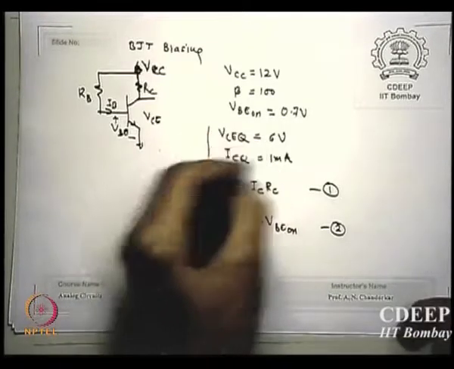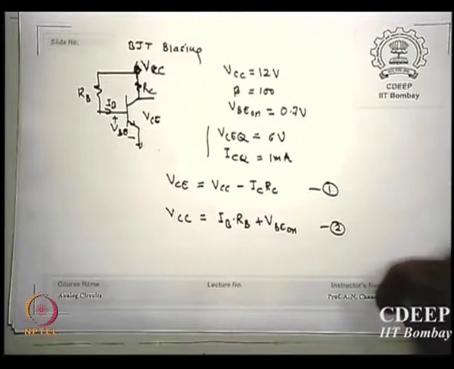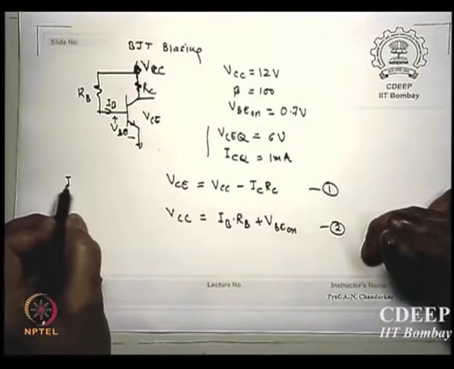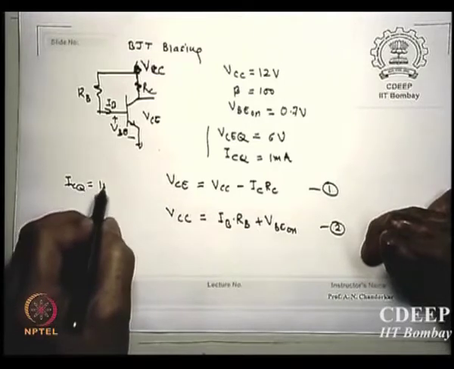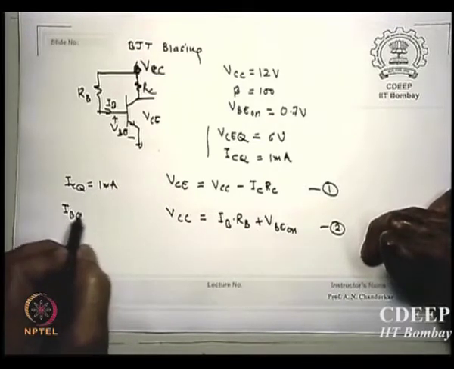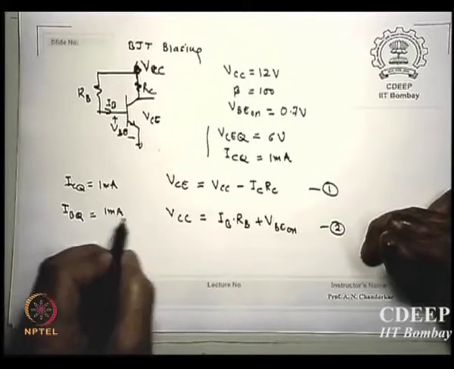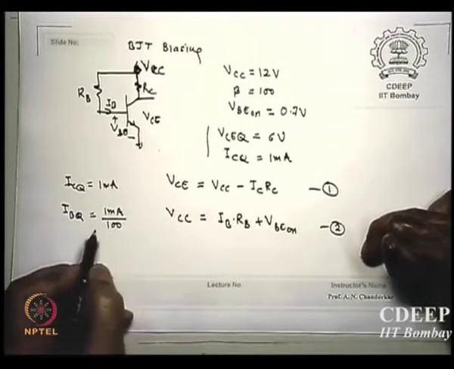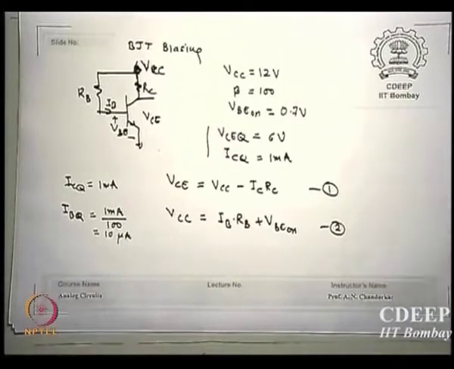So if I substitute the values given to me, how much is IB? ICQ given to me is 1 milliamp, therefore IBQ is 1 milliamp by 100, so it is 10 microamp. Okay, what is the value we are trying to find? I want to know the value of RB and the value of RC. Two equations, two unknowns, we should be able to evaluate both values.